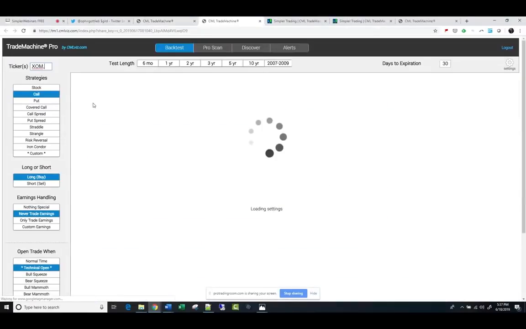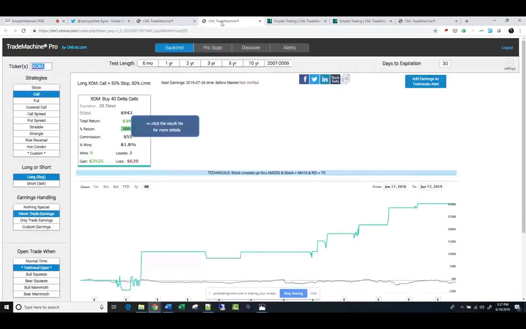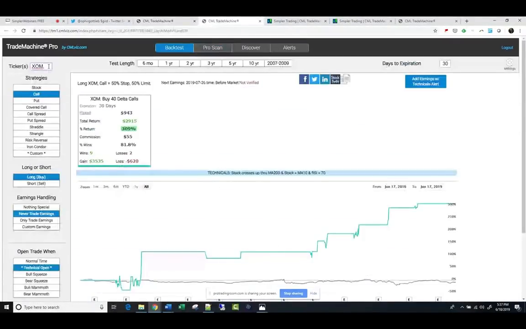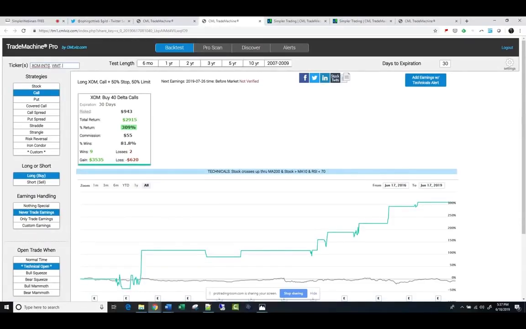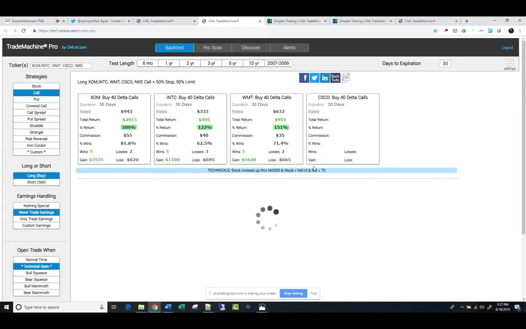Keep in mind, it leaves my scanner open. Okay, so there's ExxonMobil. That's awesome, but I wanted to look at more than that. I wanted to look at Intel, Walmart, Cisco, and Nike. So now I'm just going to go in here and add them one at a time. Intel. By the way, I'm typing over my microphone, so it's going to sound a little bit loud as I type. I apologize. Okay. Walmart, Cisco, and Nike.